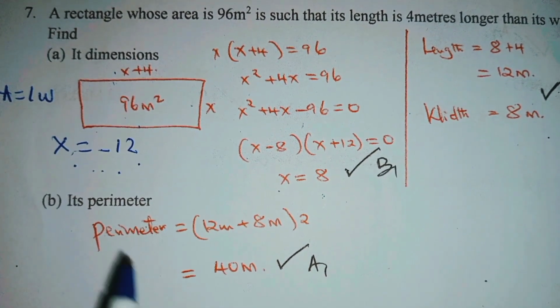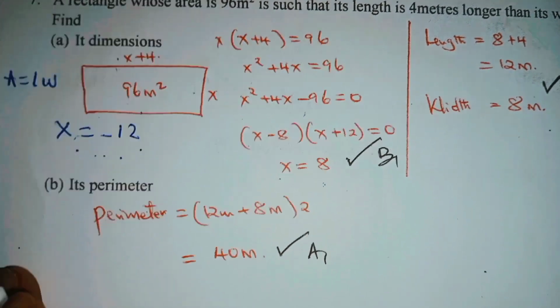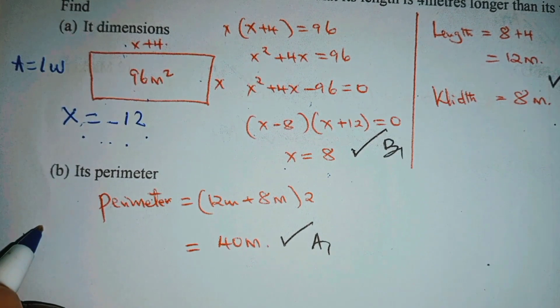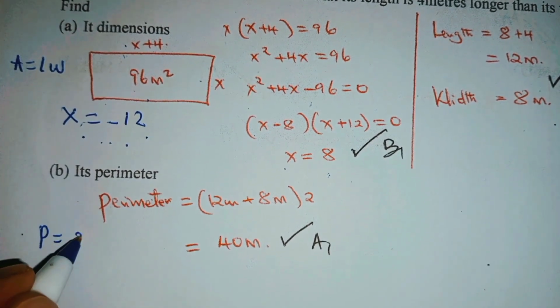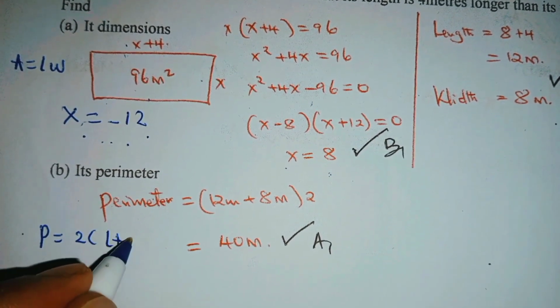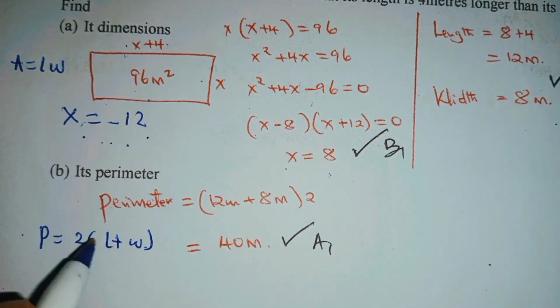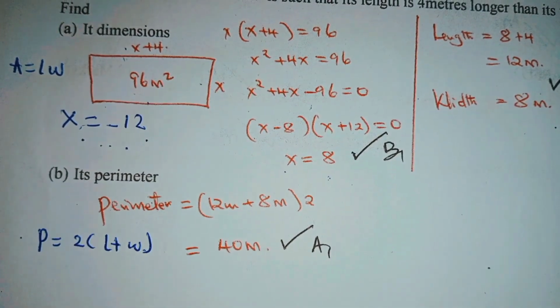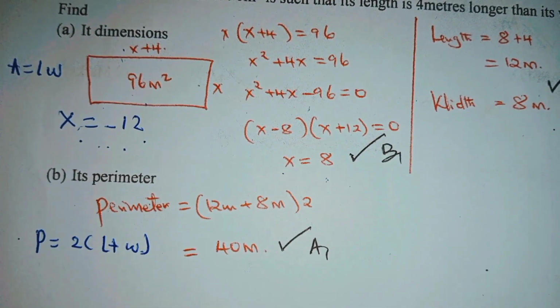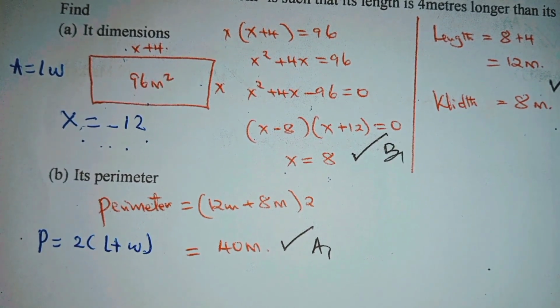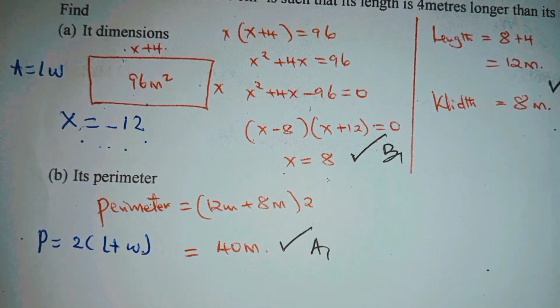Now, to get the perimeter, it is given by the formula: perimeter equals 2 times (length plus width). So you have 12 plus 8, which is 20, times 2, which is equal to 40 meters. So that is how this question can be solved in a very simple step-by-step method.